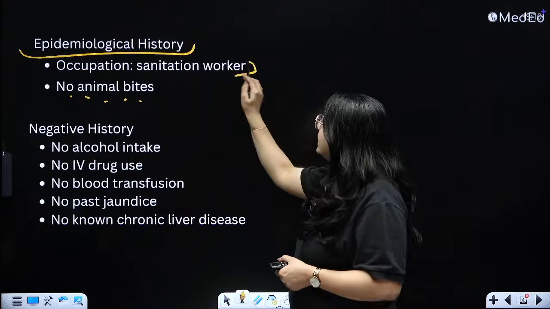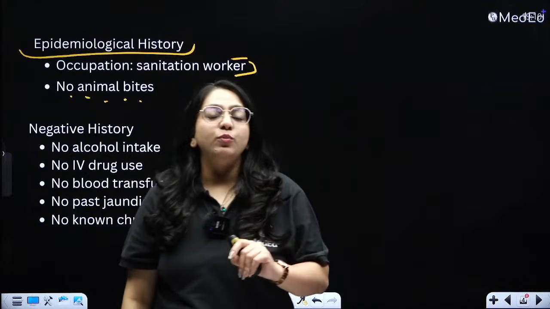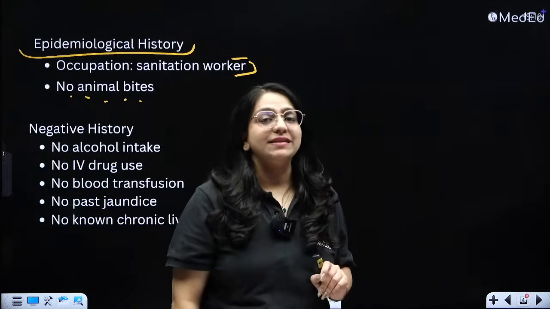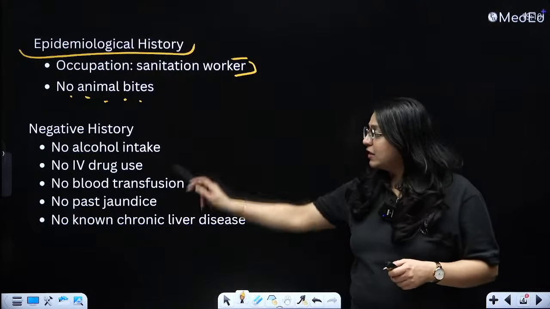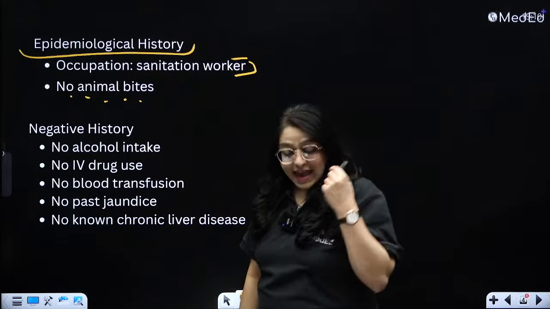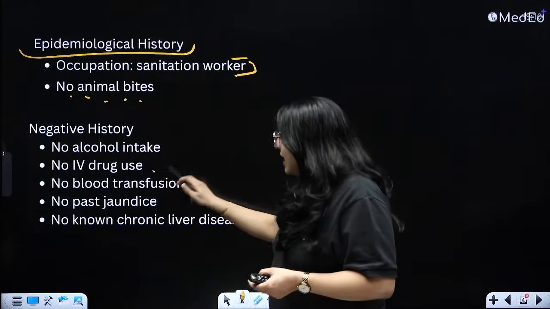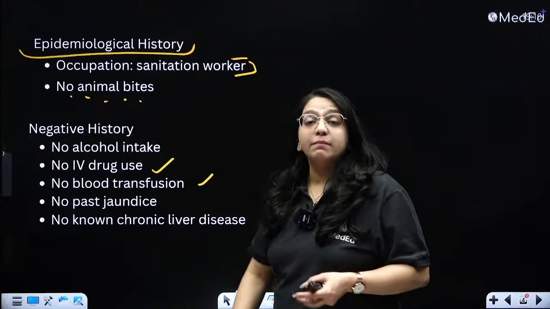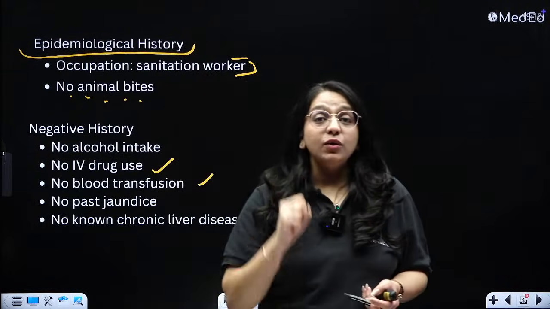Then the patient is a sanitation worker. While you might not think too much about it, this is in fact going to be your biggest hint in diagnosing this case, right? Negative history, of course, you have to take history of alcohol intake. Why? Because there can be hepatocellular injury because of alcohol intake. No IV drug abuse, no blood transfusion. Why? Because we very significantly want to rule out viral causes.